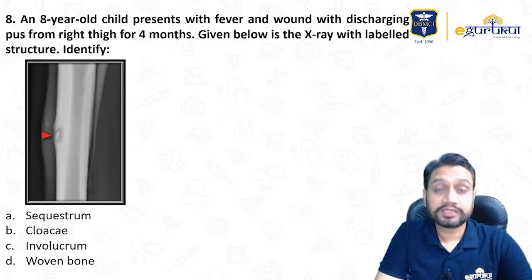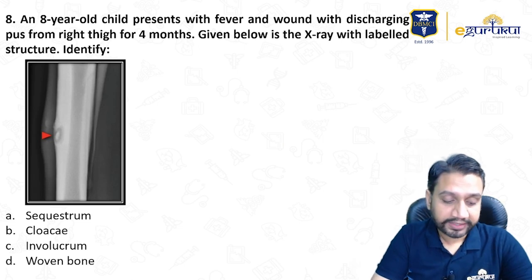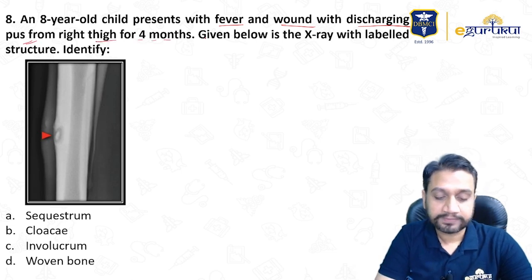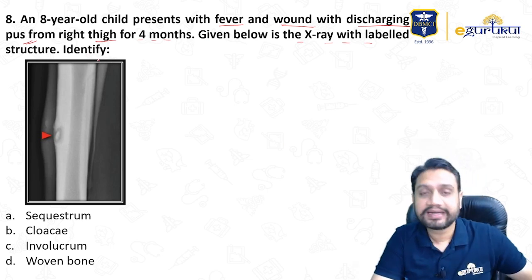Another question, another topic which I want you to focus on is infections. An 8-year-old child presents with fever and a wound with a discharging sinus, pus from the right thigh for the last 4 months. Given below is the X-ray which is labeled with a labeled structure. Identify.